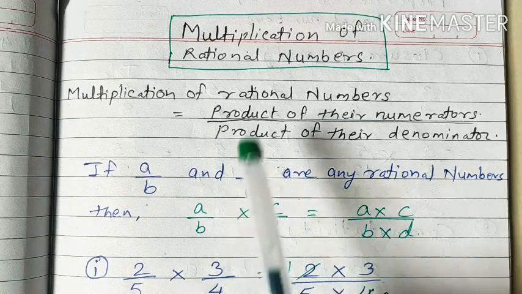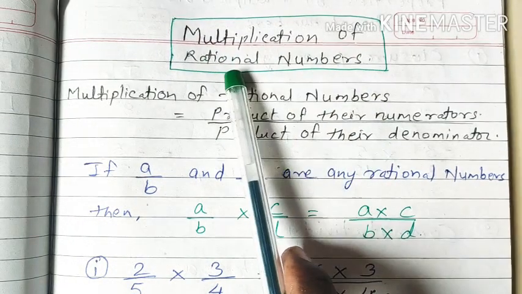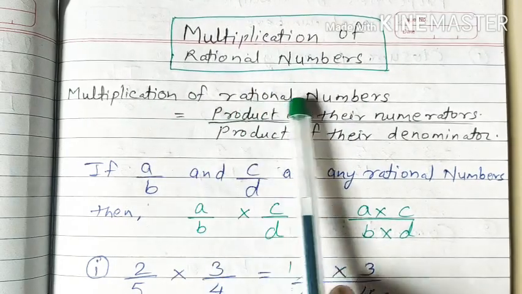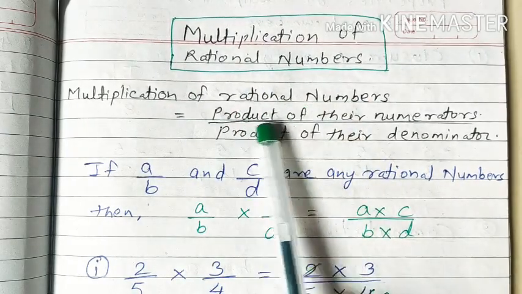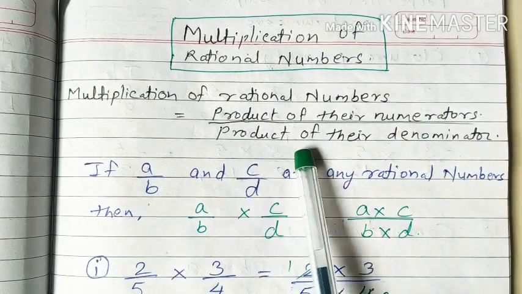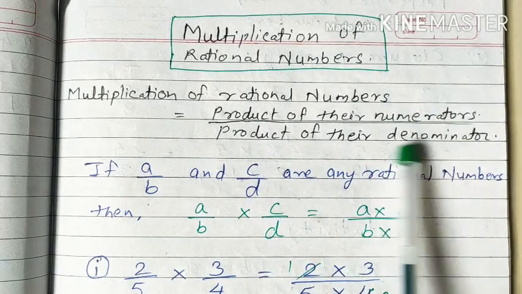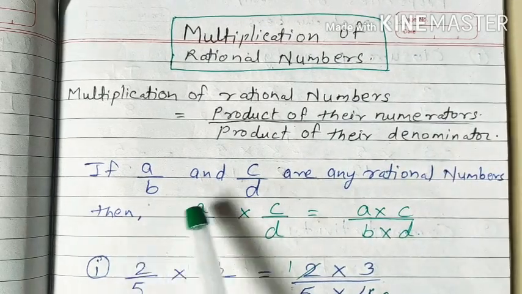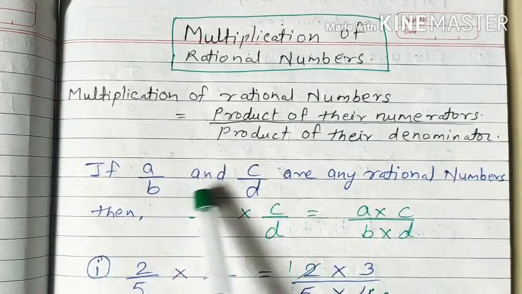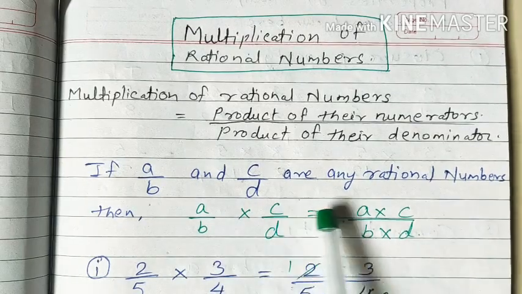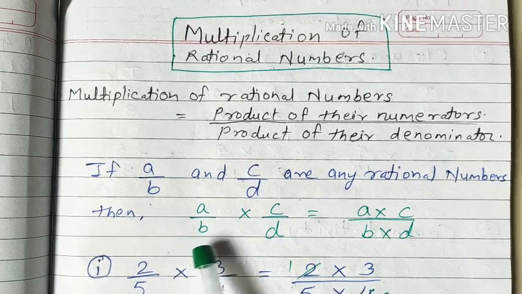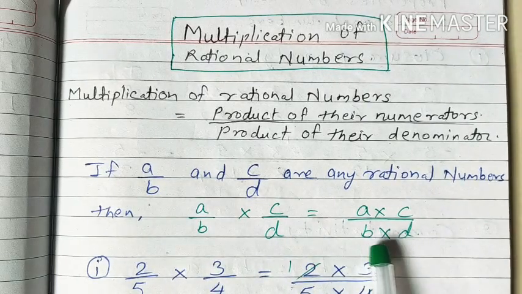In the previous videos, we have learned about the multiplication of rational numbers. In that, we have learned that multiplication of rational numbers means product of their numerators upon product of their denominators. If a upon b and c upon d are any rational numbers, then if we multiply these two rational numbers, numerator multiplied by numerator, that is a multiplied by c, and denominator multiplied by denominator, b multiplied by d.